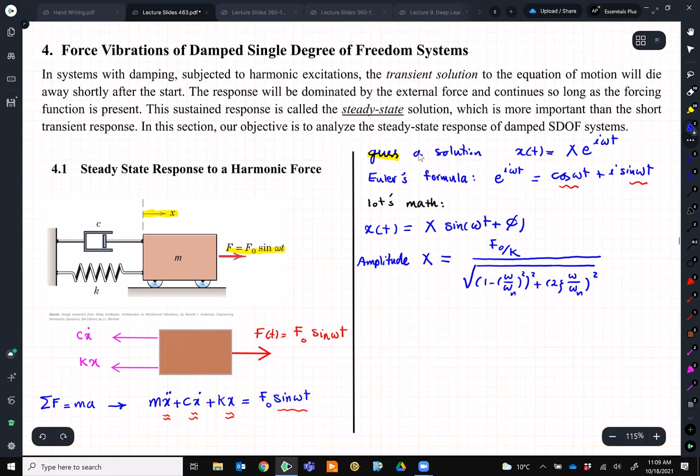The reason that we substitute e to the i omega t with this phi is because it's easier to work with numbers when they are not complex. However, in some textbooks, you may see that they just show x(t) as X e to the i omega t. But if you check the Euler formula, you can substitute cosine omega t plus i sine omega t as a sine omega t plus an angle phi, which this phi we call the phase angle.